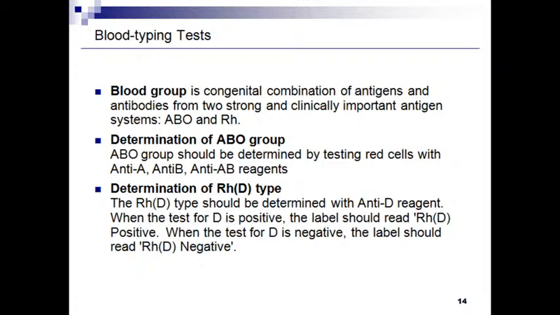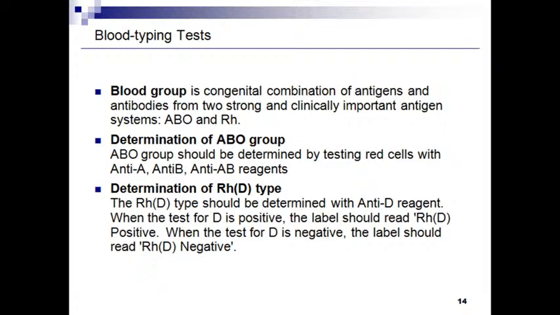Pre-transfusion testing of blood. Blood group is a congenital combination of antigens and antibodies from two strong and clinically important antigen systems, ABO and Rh, the Rhesus system. The ABO group should be determined by testing red cells with anti-A, anti-B and anti-AB reagents. We should use monoclonal antibodies for typing of erythrocytes.